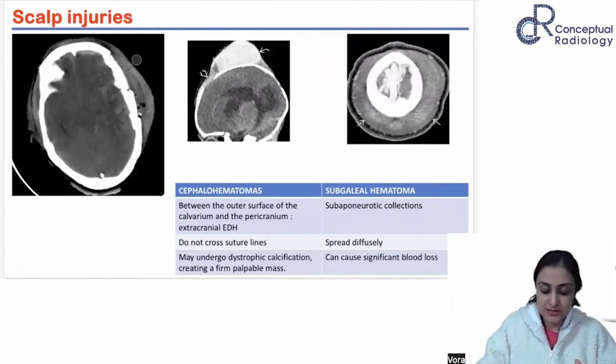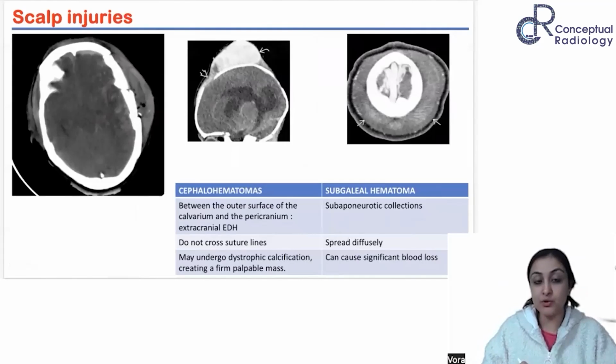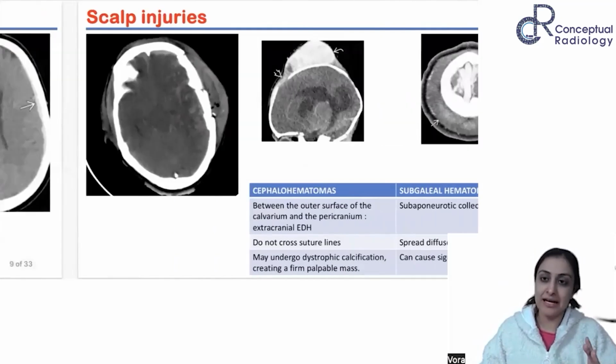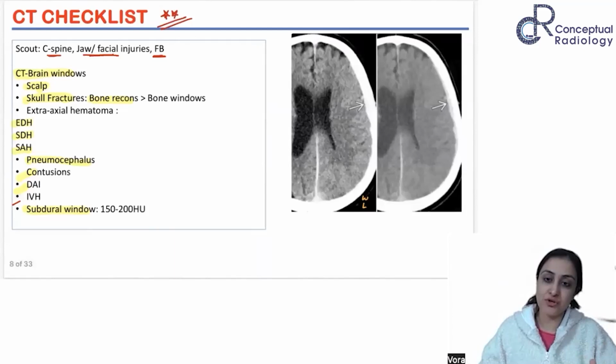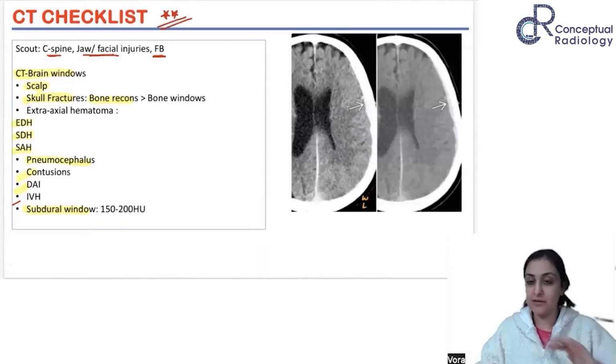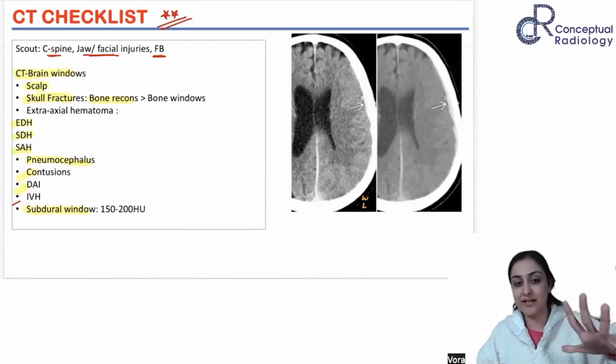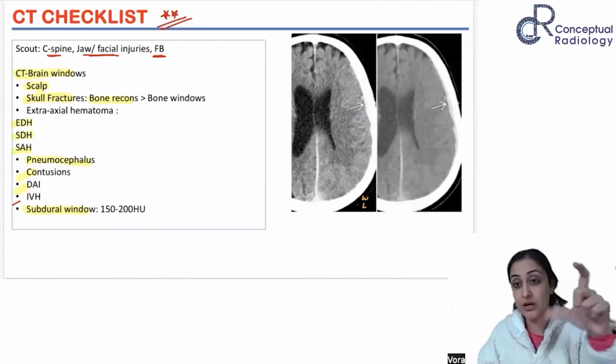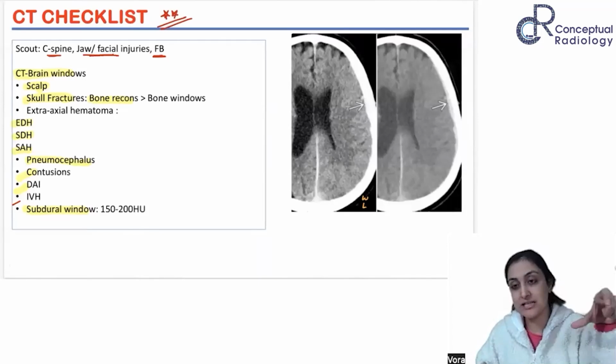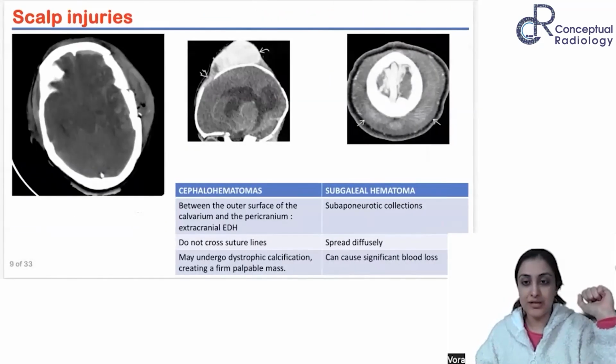All right, so this is how you pick up a scalp injury. Do not ignore any. So that's what the windows are. Most of the W and the L values are automatically there for you when I press the brain window or the bone window. But from the brain window, make it a bit wider, somewhere close to 150 to 200. That's when you will see this image. So that's the window that I'm talking about.